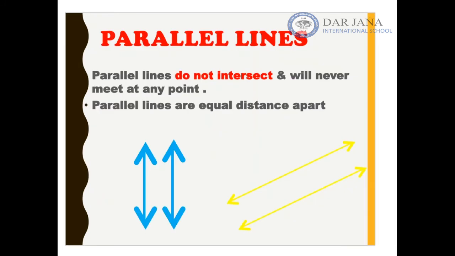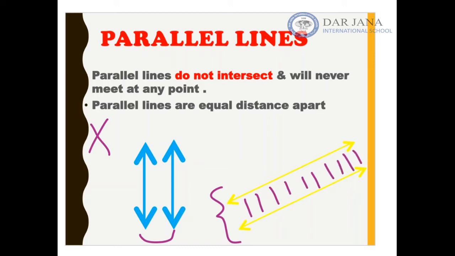I want you to have a look at this drawing. The two blue lines, do they meet at any point? Did they intersect at any point? Did they cross at any point? No. And also the yellow lines, did they meet at any point? No. Here all we have are equal spaces between them.